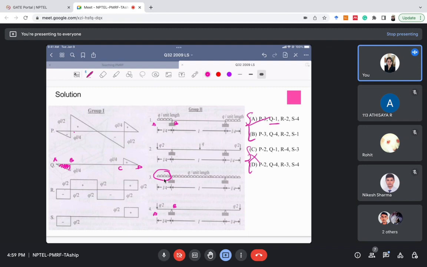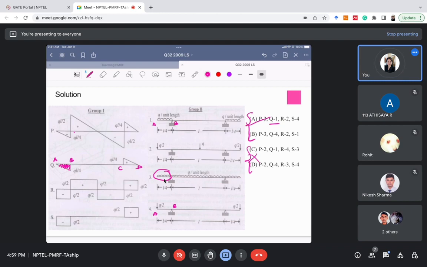Okay. So in this way, you should approach the GATE problems. You should first see the options. You need not solve to match each and every pair with each other. You can just cut down your options a bit before solving the actual problem.